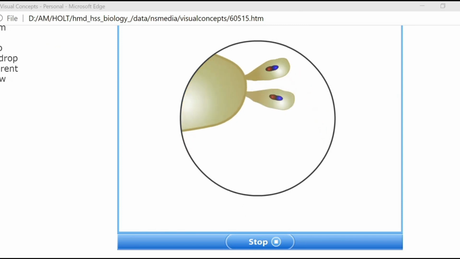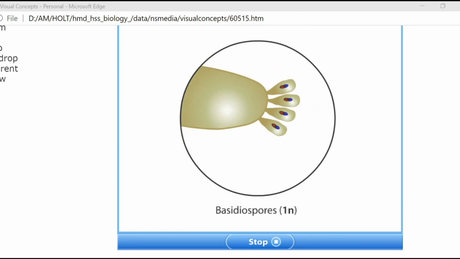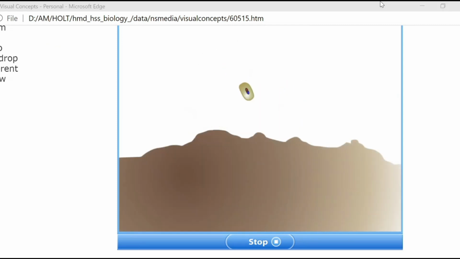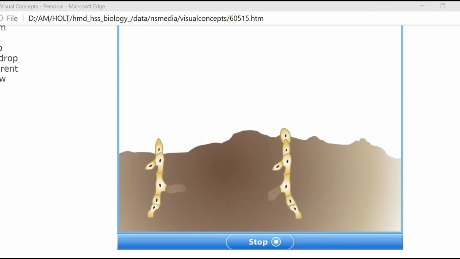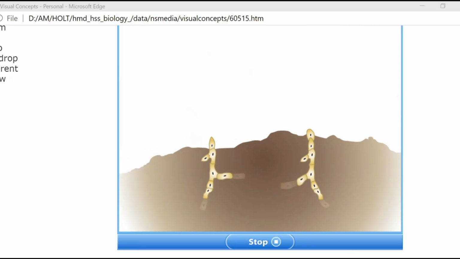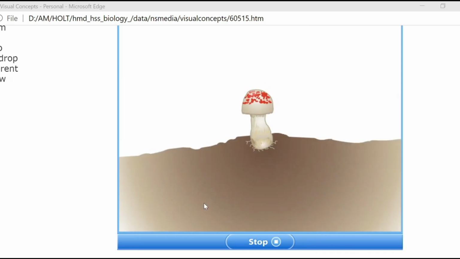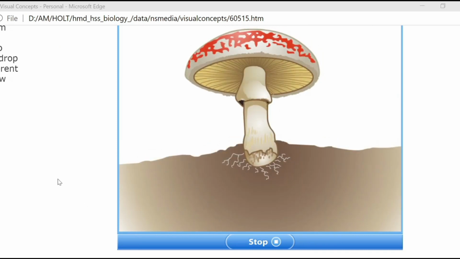The zygotes then undergo meiosis and form basidiospores. Wind and water disperse the basidiospores. If they land in an appropriate environment, they can germinate, forming haploid hyphae. Some hyphae are positive mating types and other hyphae are negative mating types. If a positive mating type encounters a negative mating type, their hyphae may fuse. The fused hyphae grow into mycelium and eventually form a new basidiocarp or mushroom.